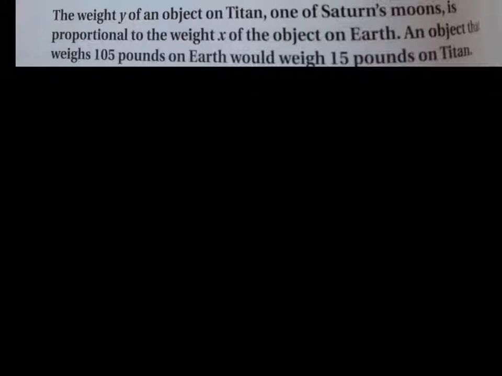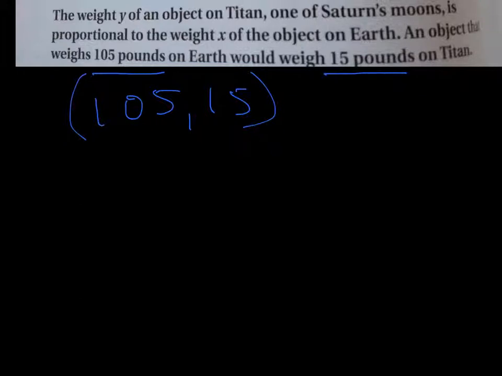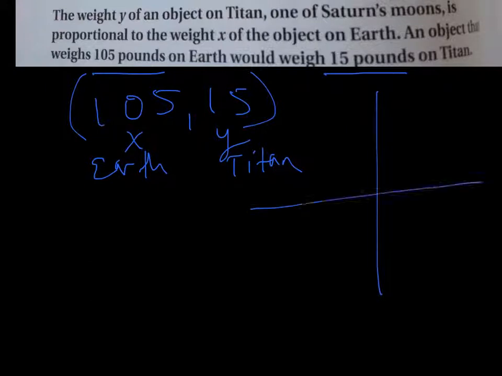So we have the numbers 105 and 15, right? So we can just make that a point, (105, 15). But it's important to know that x represents the weight on Earth, right? And y represents the weight on Titan. So those are important things to note so that when you draw your graph, you know that the x-axis is Earth weight and the y-axis is Titan weight, right? But we're not worried about the graph yet.